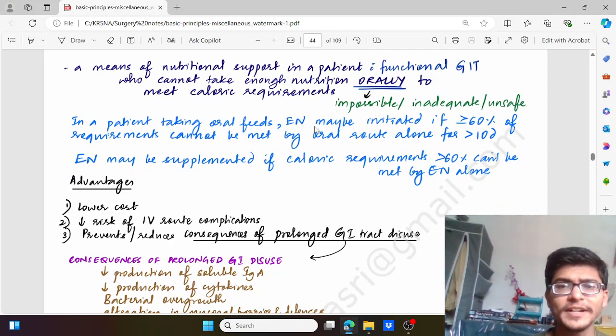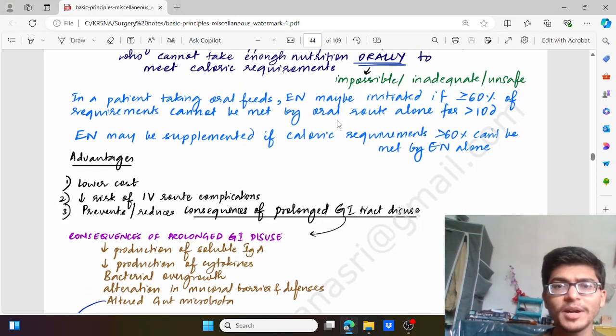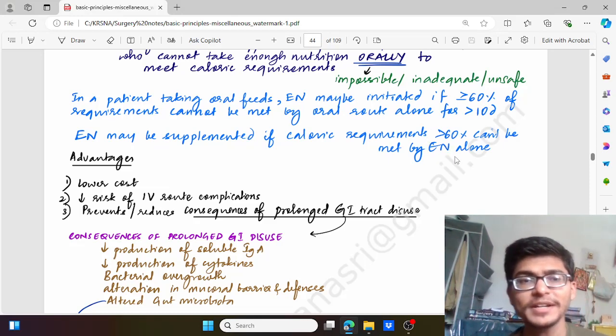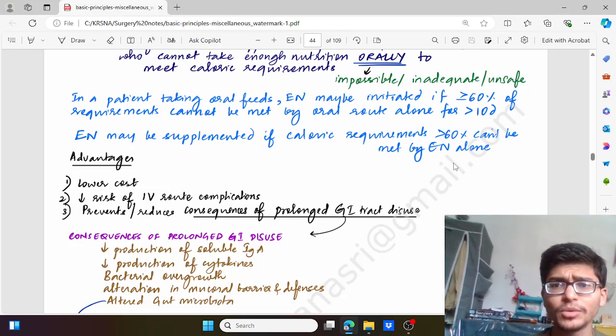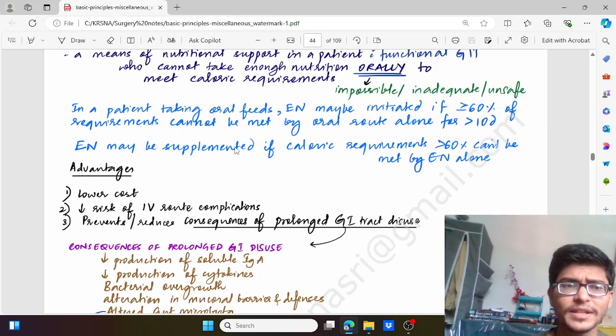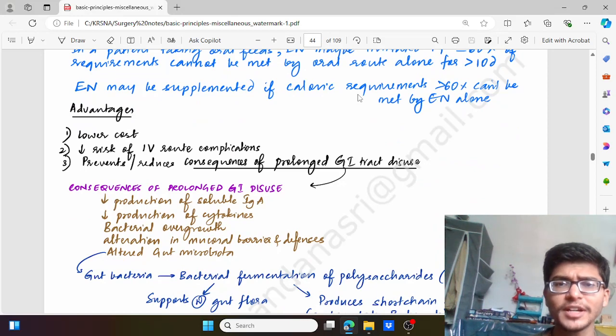In patients taking oral feeds, enteral nutrition may be initiated if 60% of the requirement cannot be met by the oral route alone for more than 10 days. तो अगर पेशेंट का 60% से ज़्यादा फूड वो ले नहीं पा रहा है ओरल रूट से फॉर मोर देन 10 days, then we should think about enteral nutrition, and it may be supplemented if the caloric requirement of more than 60% cannot be met by enteral nutrition alone. तो enteral nutrition को भी सप्लीमेंट करना पड़ सकता है अगर उससे पेशेंट का कैलोरिक रिक्वायरमेंट पूरा नहीं हो रहा है.